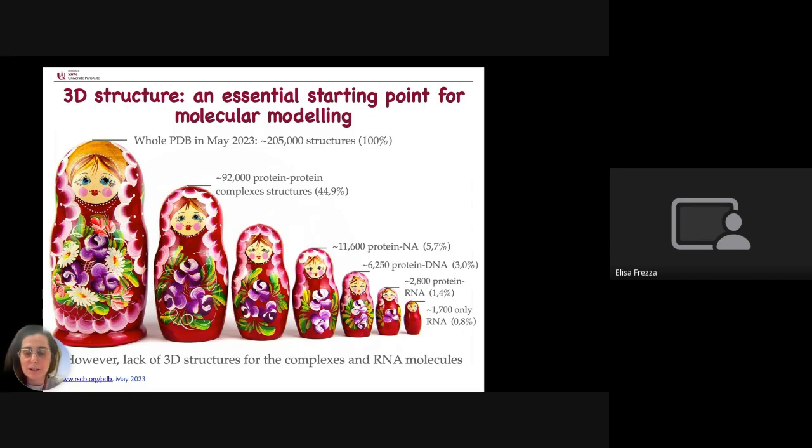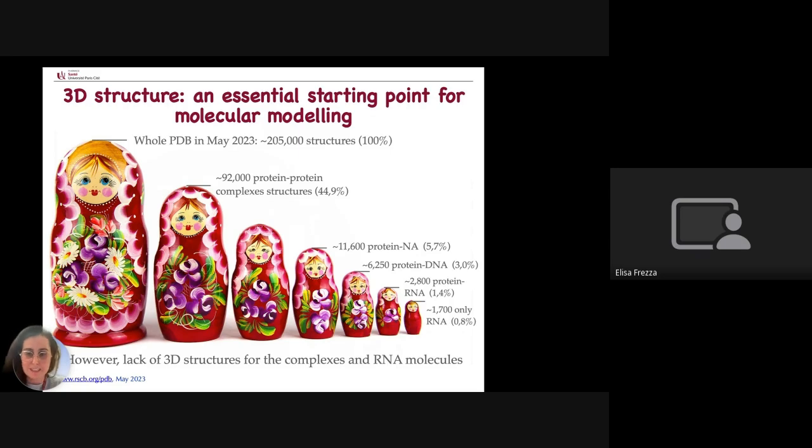I put these numbers from 2023, but the number has only slightly increased. If we look at the whole PDB, we have more than 200,000 structures. But these are mostly proteins. If instead we start to look at protein-RNA and RNA, they represent just a small portion of the PDB, meaning that there are a lot of difficulties in determining them.